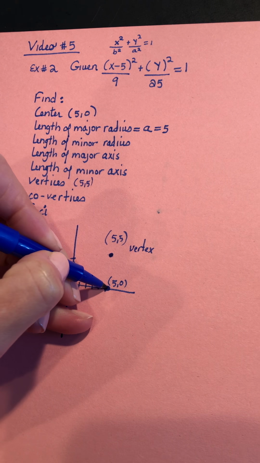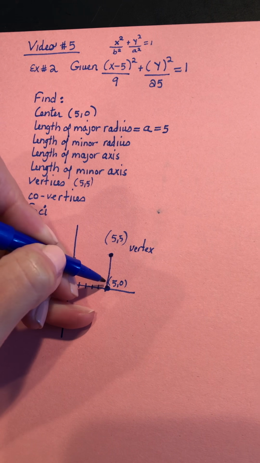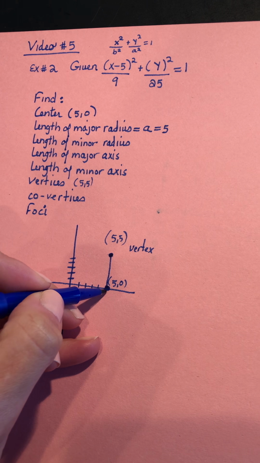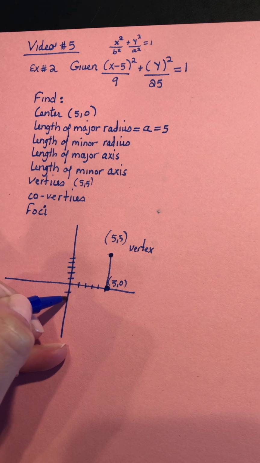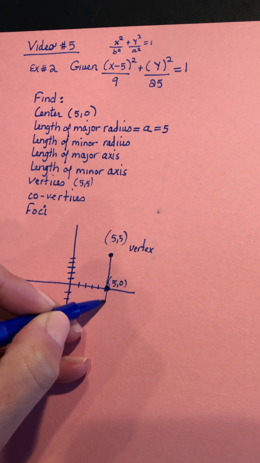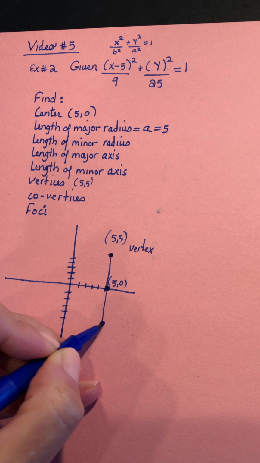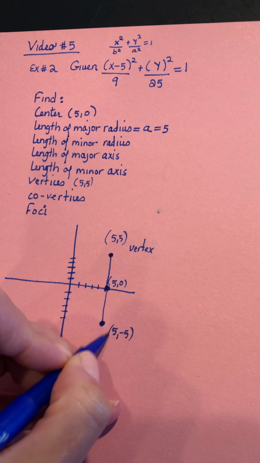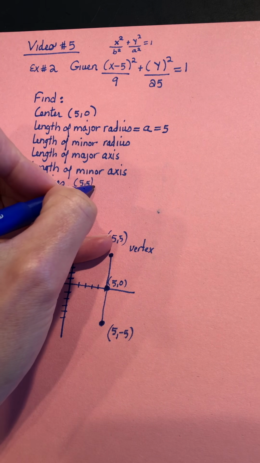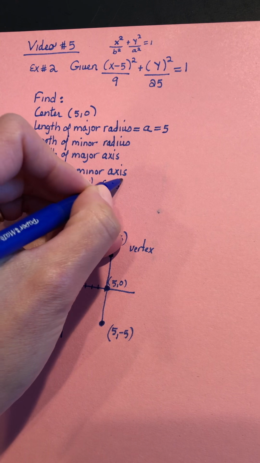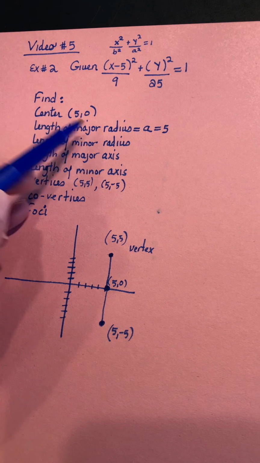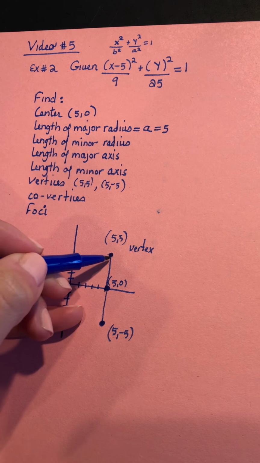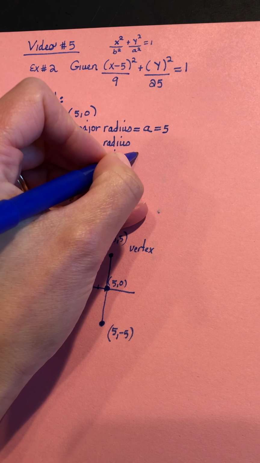And this distance here is a. It's 5 units long. Now, just since we're on the major radius, let's go down another 5. So 1, 2, 3, 4, 5. I would know my other vertex is the point (5, -5). So I know my 2 vertices. They're (5, 5) and (5, -5), okay? Now, if the length of my major radius is 5, I know the length of my major axis must be 5 plus 5, or 10.